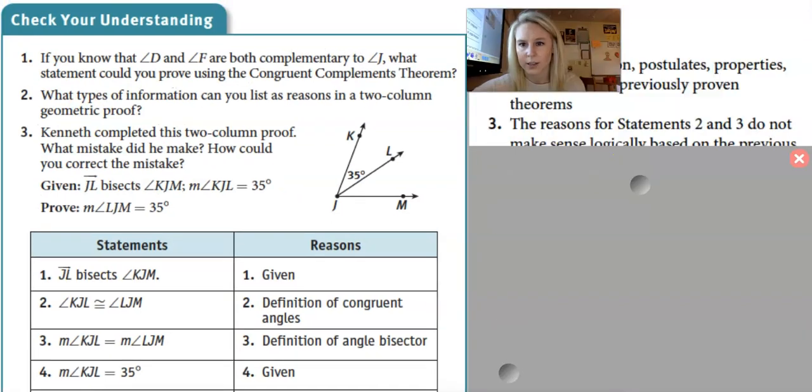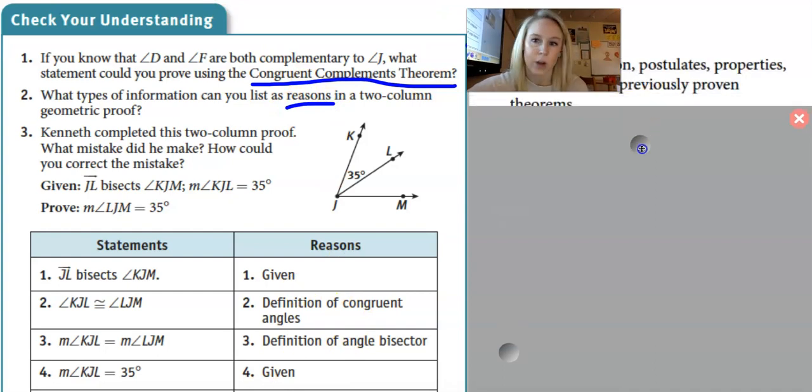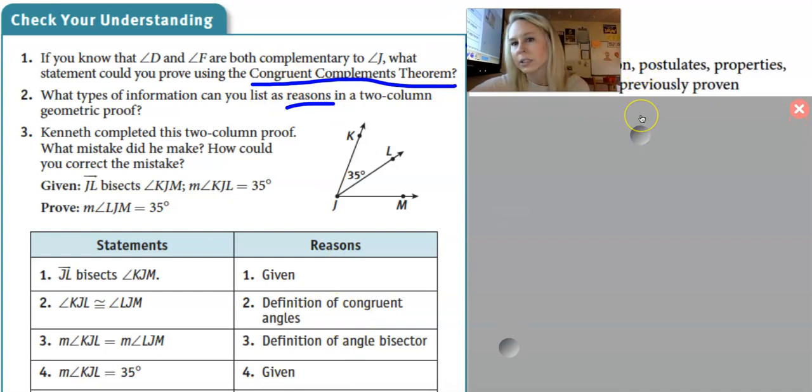Time. All right. So on the first one, the congruent complements theorem. So if D and F are supplementary to J, then I know that D and F have to be the same. And so that's what I wanted for number 1. Number 2, what kind of information can you list as reasons? So reasons go on the right-hand side. So it was looking for properties, postulates, definitions, given stuff, and anything that we have proven in the past.